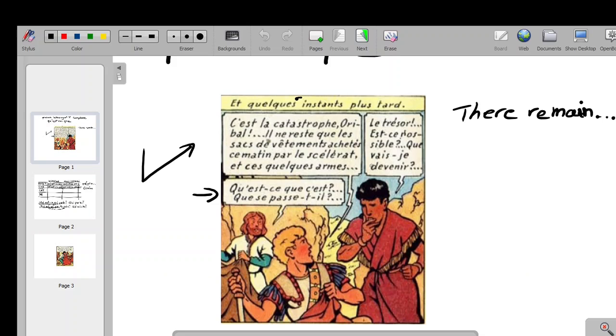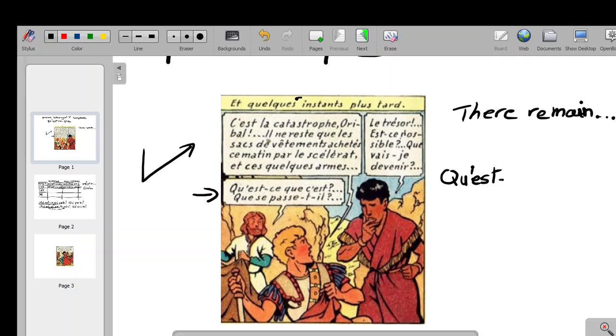Okay, so qu'est-ce que c'est? So what is it? It's a canned expression. Don't try to understand why, it's not key here. It's just the way it is. Qu'est-ce que c'est? So what is it? And then que se passe-t-il? What's happening? He could have said this also, instead of que se passe-t-il.